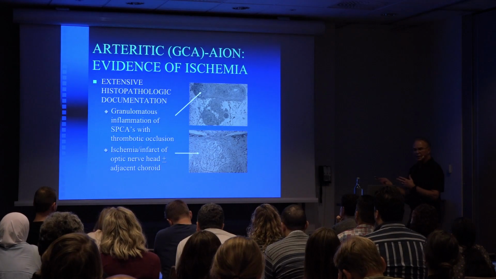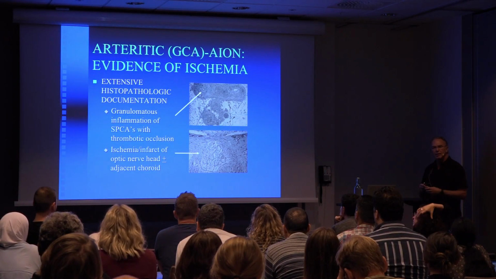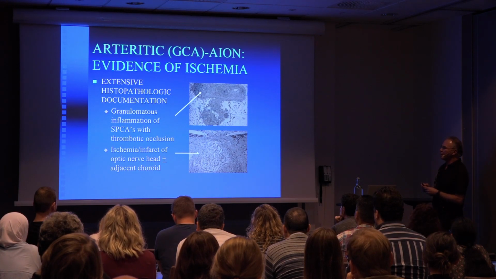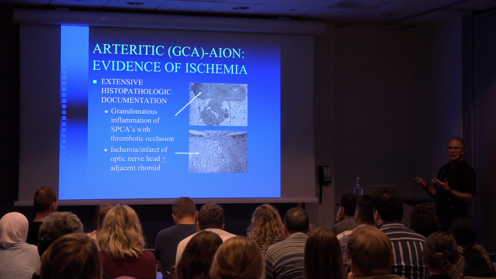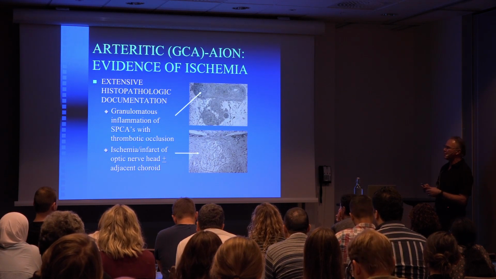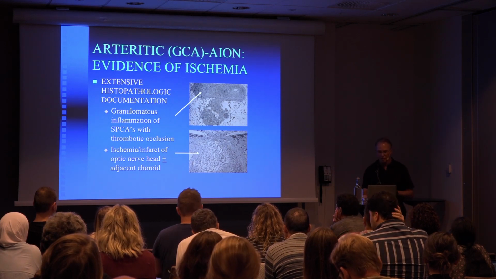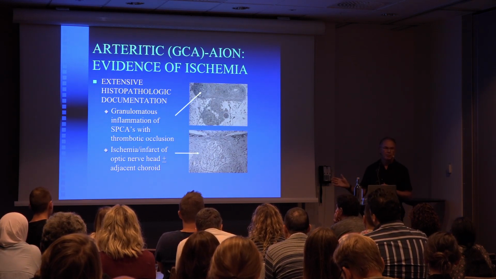So for arteritic AION, I'm sure Dr. Carden showed you this, but we have good evidence that in arteritic ischemic optic neuropathy, there is blockage of the short posterior ciliary arteries due to the inflammation and the thrombosis, and it results in an infarct in the optic nerve head, and there's a lot of data supporting that. So that's a circulatory problem for sure.